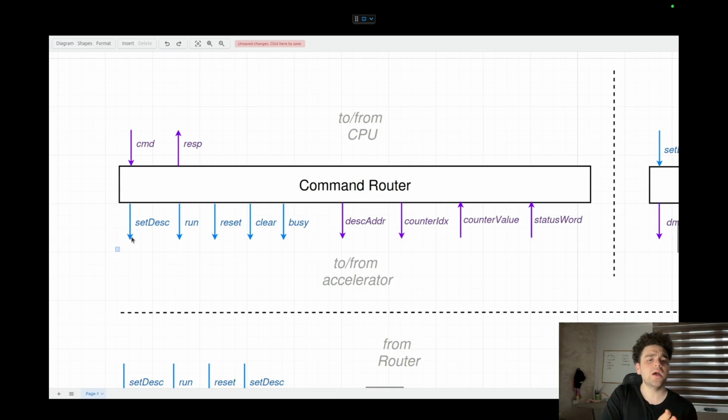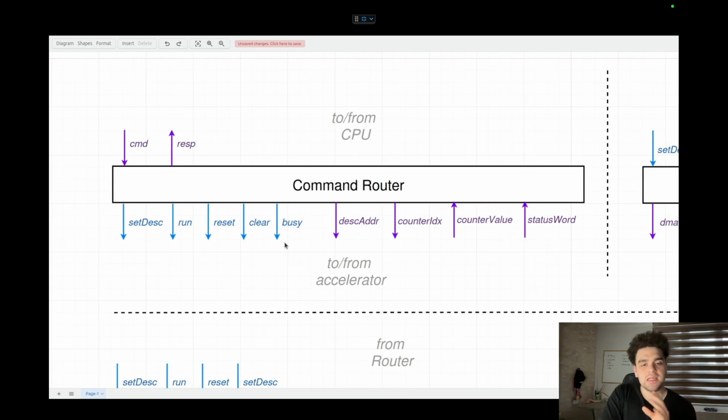For example, we will set the description right now. Like we have stated earlier, we may have an attention, a causal attention, a matmul. All these details are in this description. We will set the description, we will run the description, we will reset the accelerator, we will clear the accelerator. We are busy now, we can't process any data. All these signals are handled by the command router.